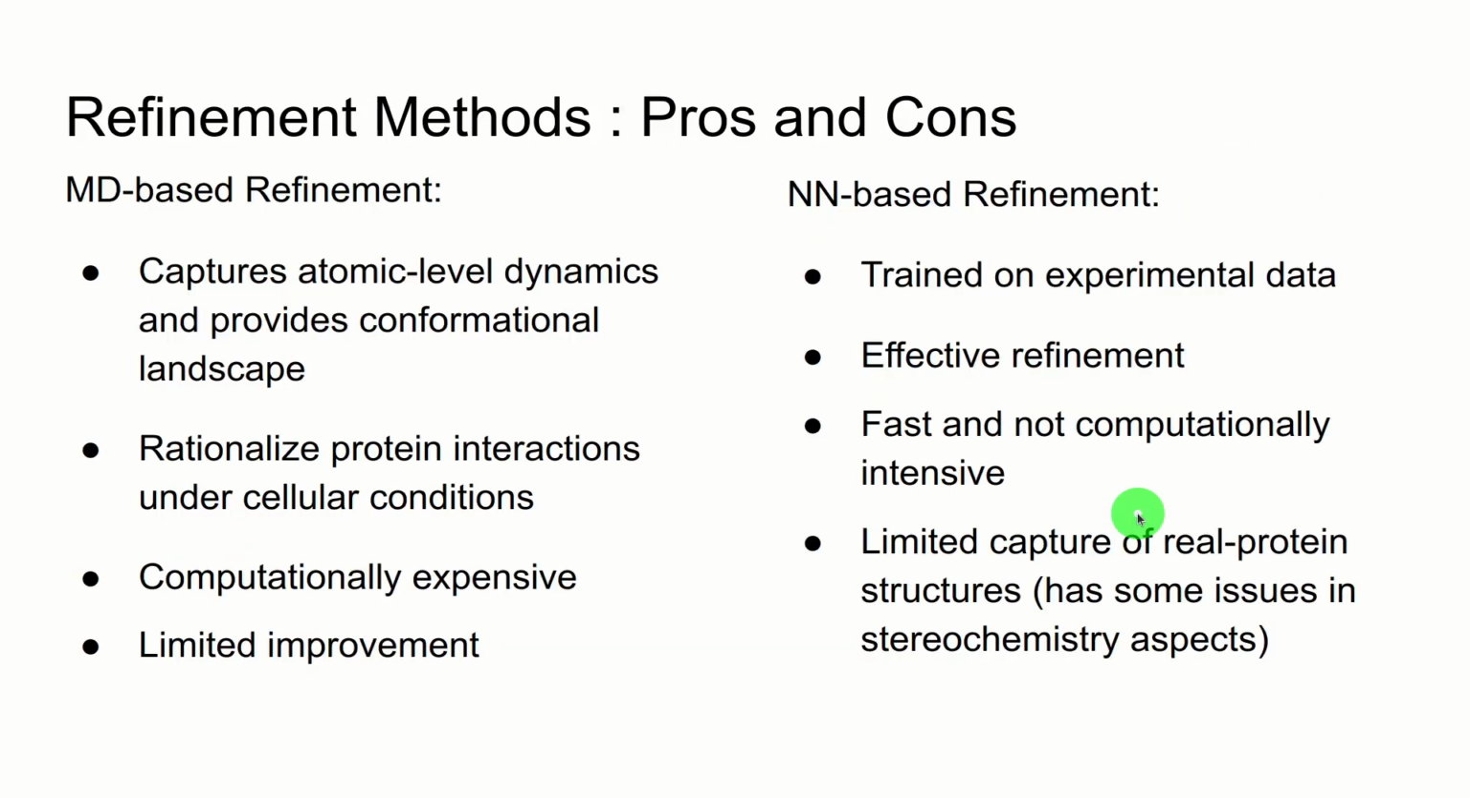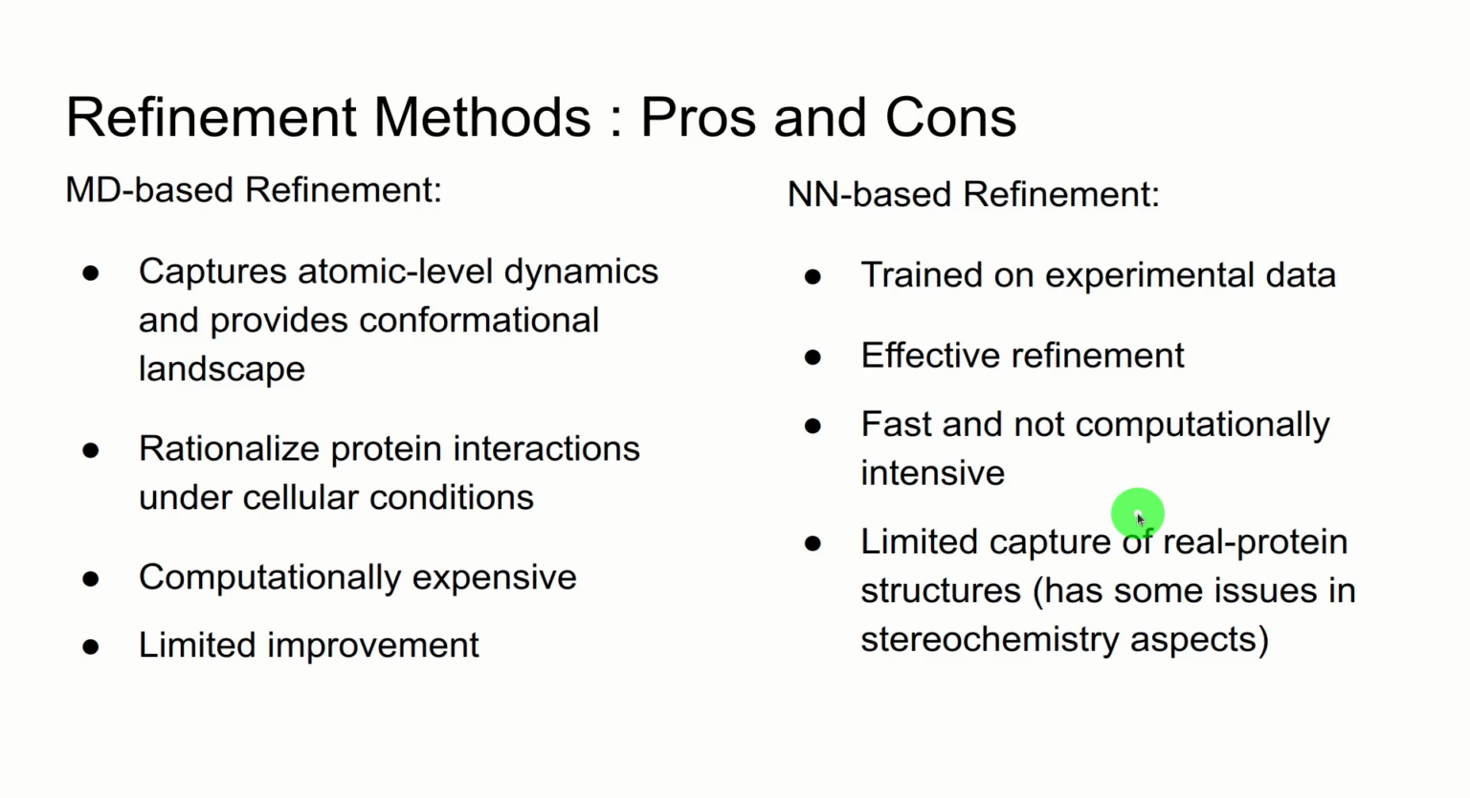Here, we categorize the refinement tools into two main categories. Molecular dynamics methods have been very popular during the CASP experiments. Neural network-based methods have been promising since AlphaFold2 was developed. In this research, we aim to combine the molecular dynamics-based and neural network-based refinement methods. As you can see, the refinement methods have some pros and cons.